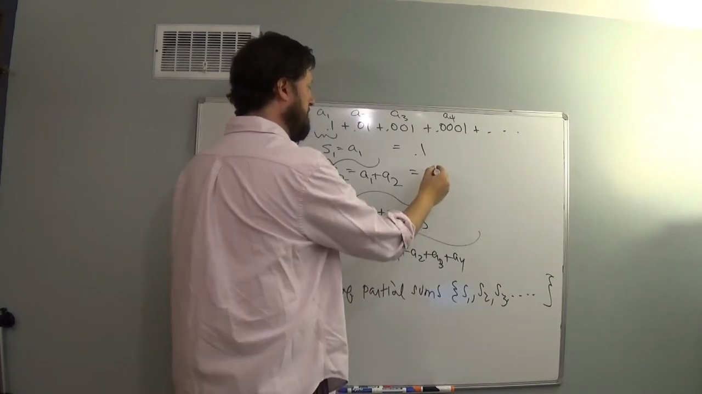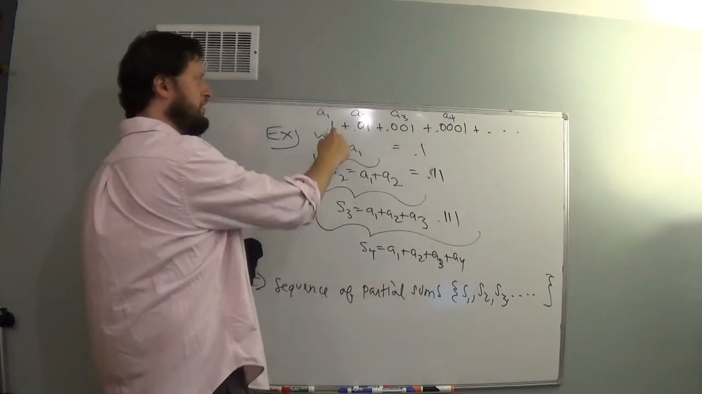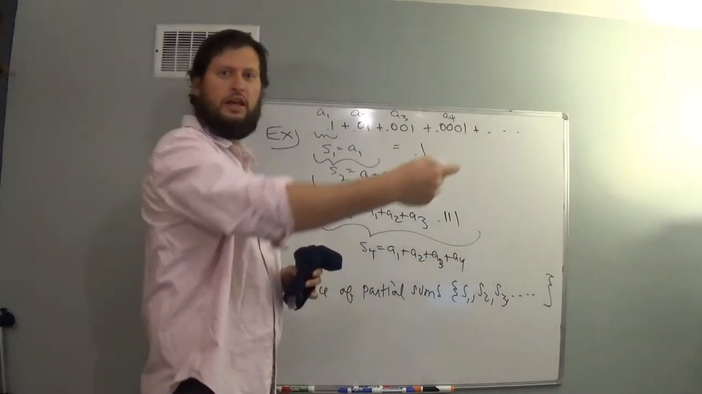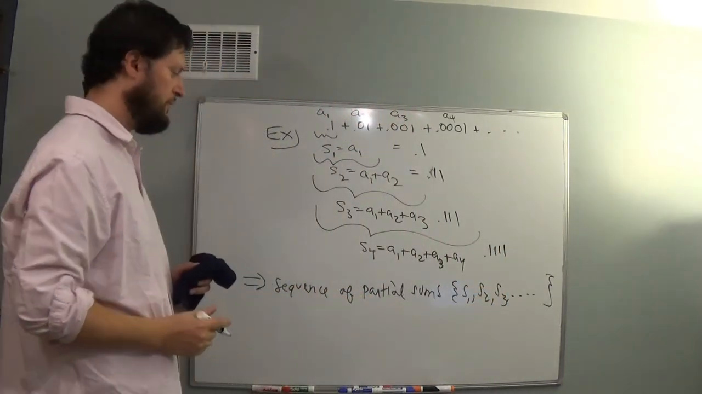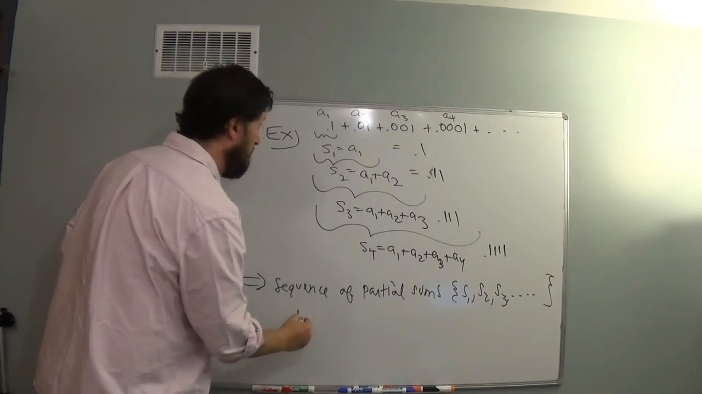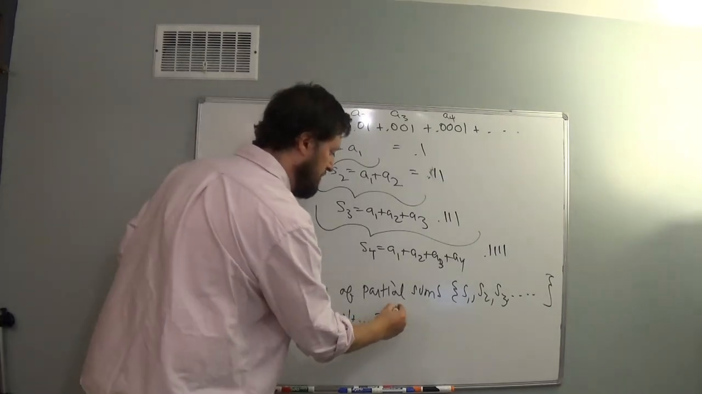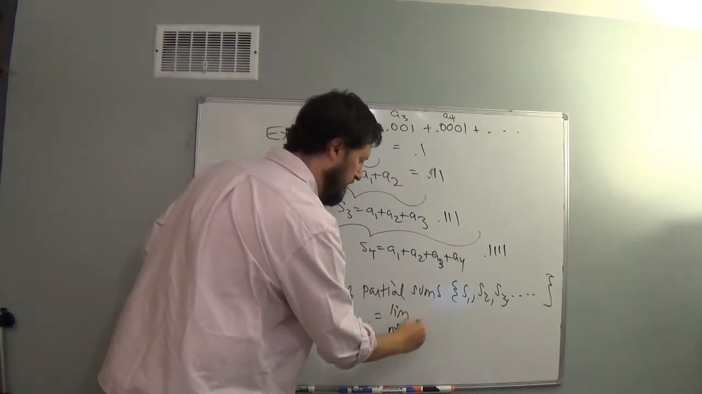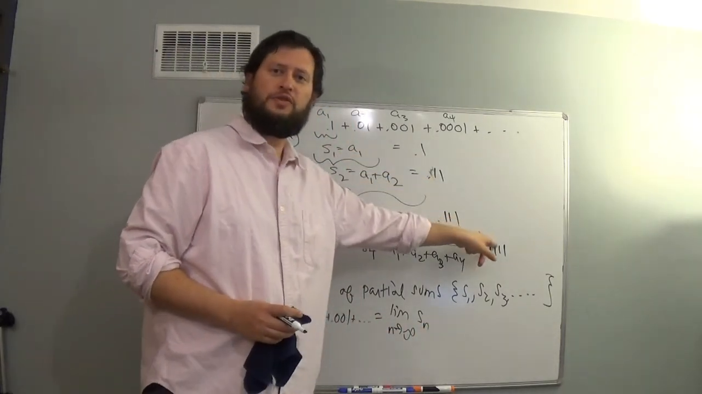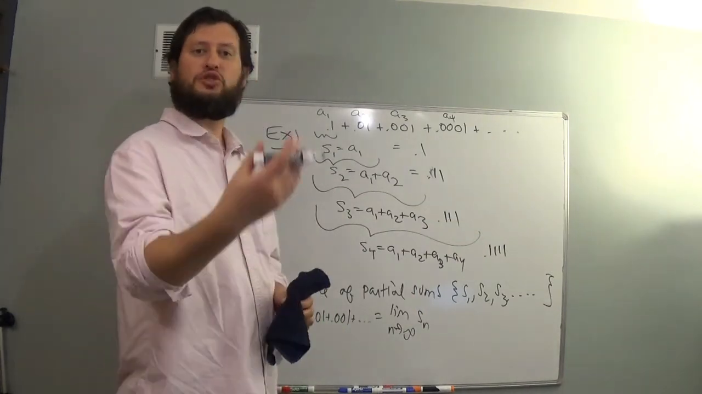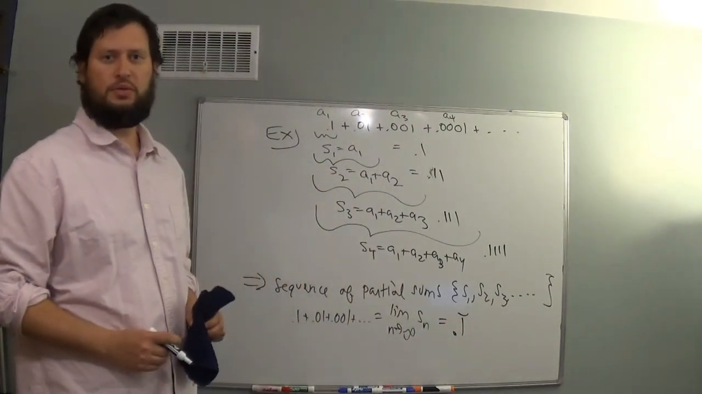In this example, this works out rather nicely. S1 is 0.1, and then 0.1 plus 0.01 is 0.11. S3 will be 0.111. Each time I add up a new entry, I'm adding a 1 at a later decimal place. So this total sum, 0.1 plus 0.01 plus 0.001 plus forever on out, is going to be the limit as n goes to infinity of the sequence of partial sums. Well, what's happening to these numbers as I go further and further down the list? I'm getting an extra 1 each time. In the limit, I'm going to get a 1 everywhere, which is 0.1 repeating.